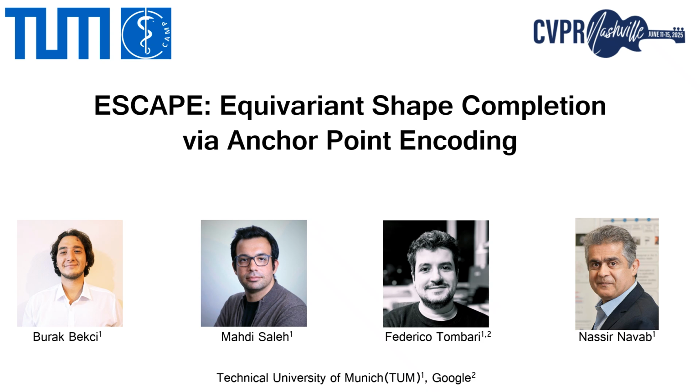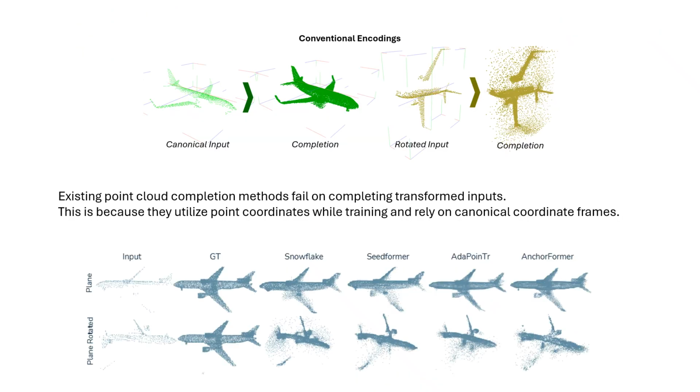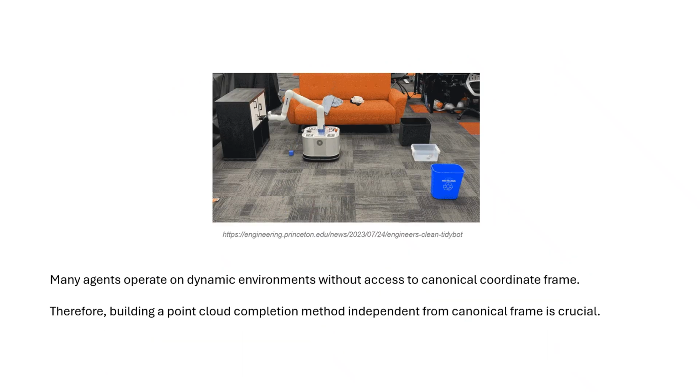Hello, we are happy to present our work ESCAPE: Equivariant Shape Completion via Anchor Point Encoding. To achieve rotation equivariant point cloud completion, note that existing point cloud completion methods fail on completing transformed inputs. This is because they utilize point coordinates while training and rely on canonical coordinate frames. Many agents operate in dynamic environments without access to a canonical coordinate frame. Therefore, building a point cloud completion method independent from the canonical frame is crucial.